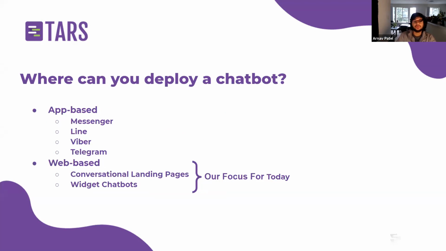There are app-based chatbots that live in popular messaging apps like Messenger, Line, Viber, Telegram. Most of the popular messaging apps these days have a bot platform. I think WhatsApp, until recently, was the exception, but they, albeit slowly, have been rolling out some features that allow for automated interactions with users. And of course, the other type of chatbot that we're focusing on in this webinar is web-based chatbots. So that's conversational landing pages, widget chatbots, and we'll get into what those are in a little bit.